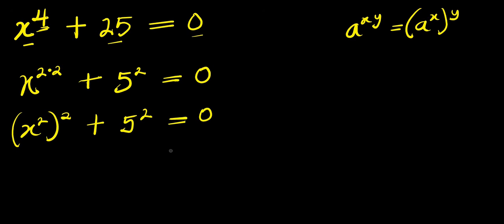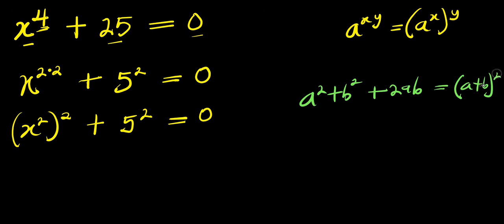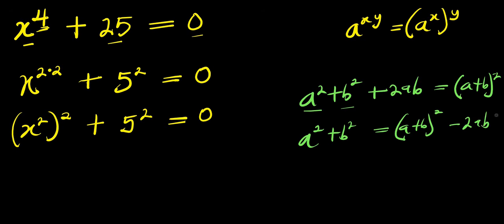So right now, let's consider this identity. If you have, let me use a, a squared plus b squared plus 2 times ab, this is the same as writing a plus b power 2. So a squared plus b squared plus 2 times ab is the same as writing a plus b power 2. So from here, a squared plus b squared equals a plus b power 2 minus 2 times ab.